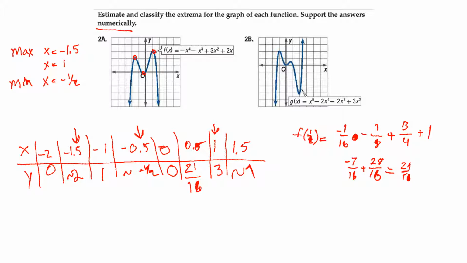All right. This is how you would do it. And you can see here that this is increasing. It goes from 0 to 2 to 1. And then here it's going from 1 to negative half back to 0. And then it's going up to 3 and back down. That's how I can see my maximums and my minimums.